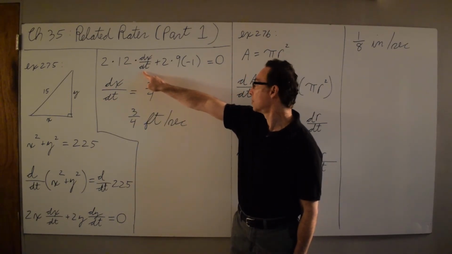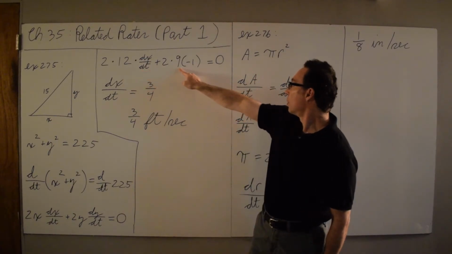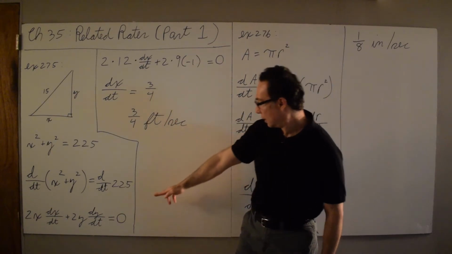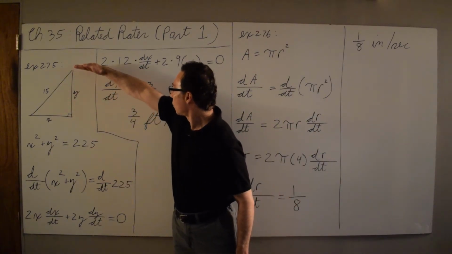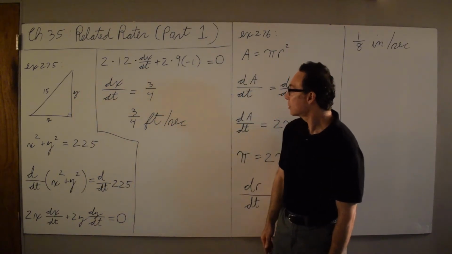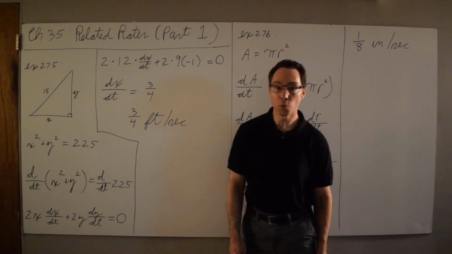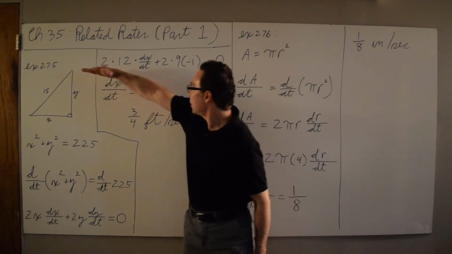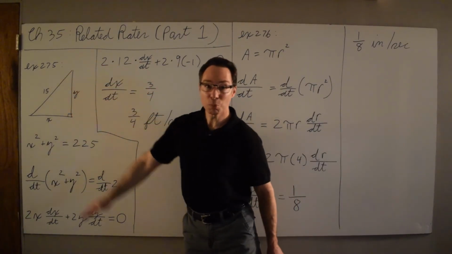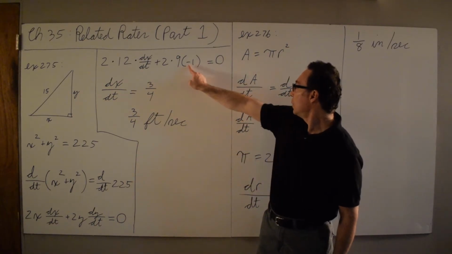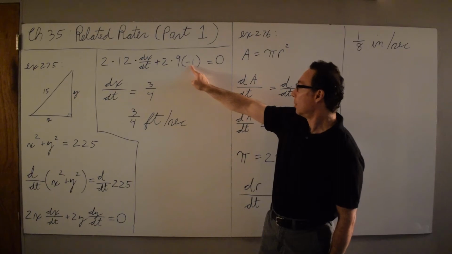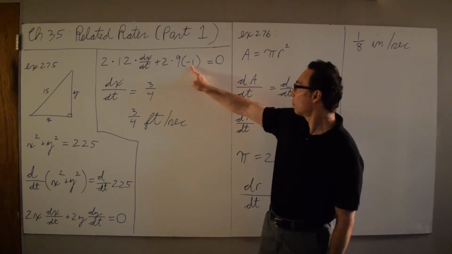We're not going to find this in the problem. The 9 we were given. Now, we were also given dy dt. We were given the rate of change of y with respect to time, that it's sliding down the wall at a rate of 1 foot per second. Y is decreasing, right? As the ladder comes down the wall, y is getting smaller. So the rate of change of y is negative. So dy dt is -1, not +1.